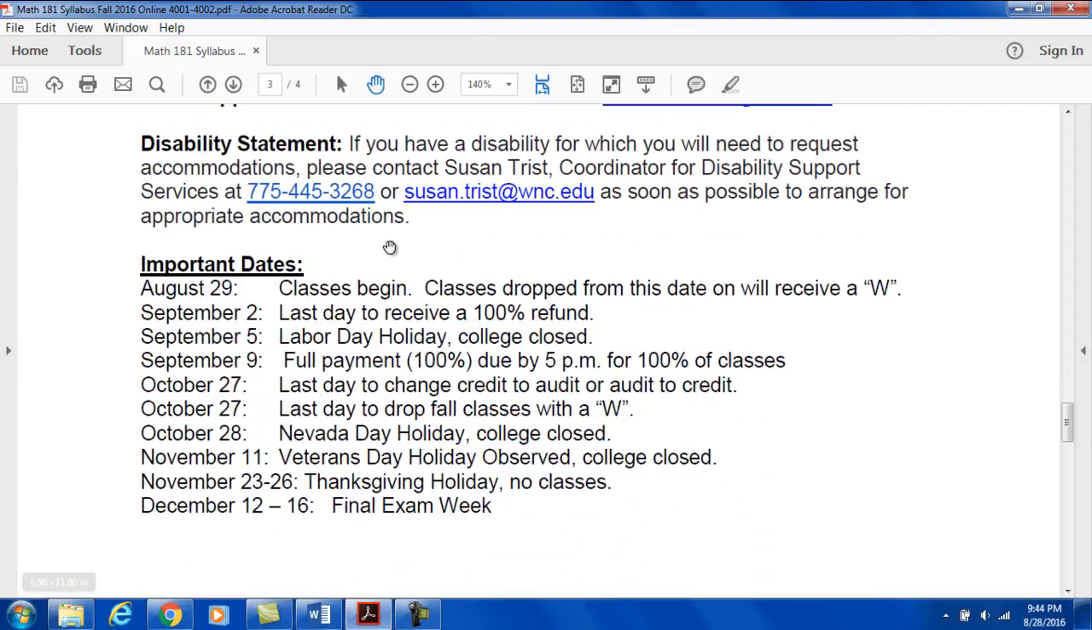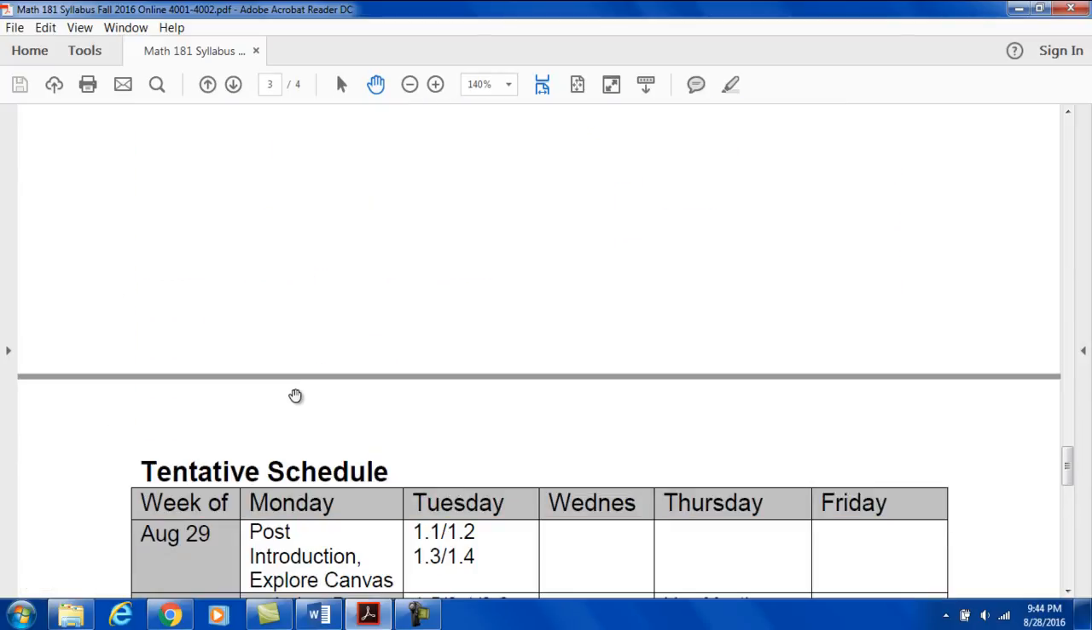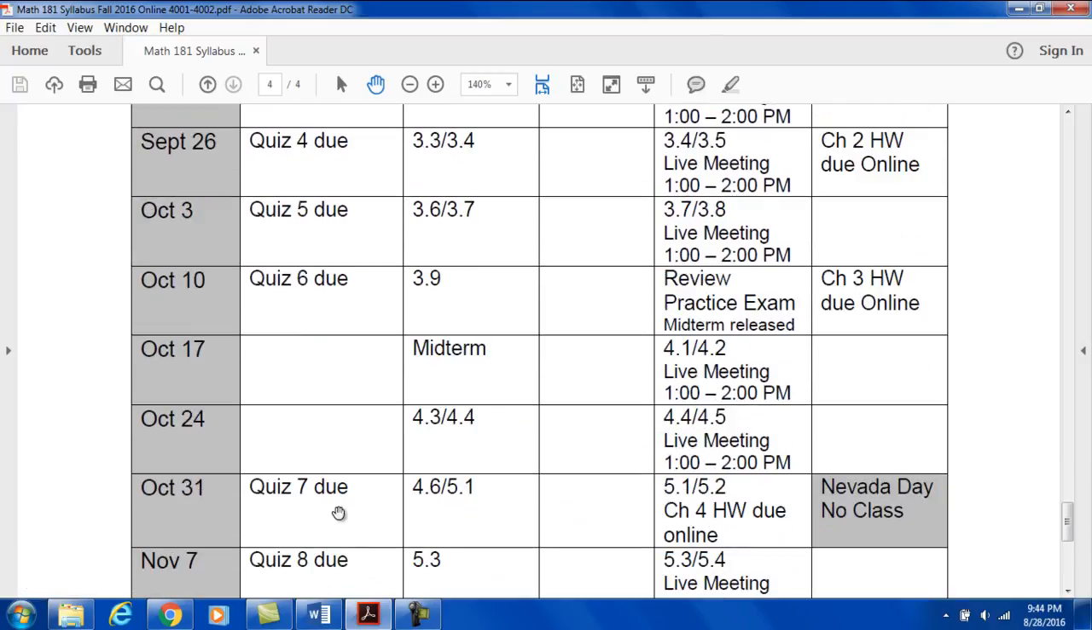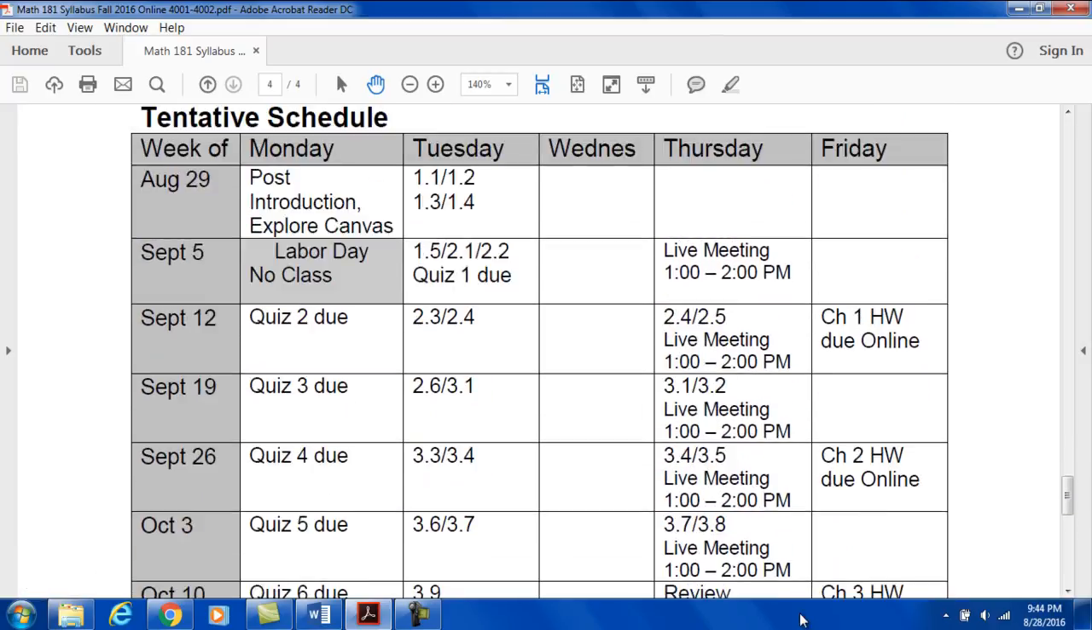Here's our list of important dates for the semester. Okay, and then here we are with a tentative schedule. We may have to change, especially like these live meetings, we may have to change some of that. So if you look at this week alone, you have to get through 1-4. And then the next week, 1-5 to 2-2.